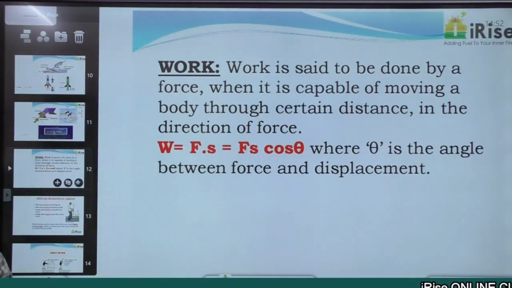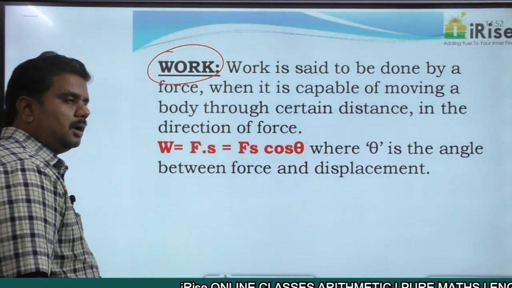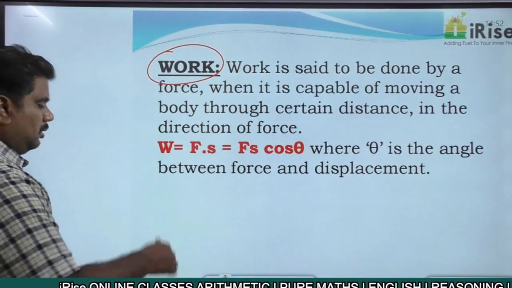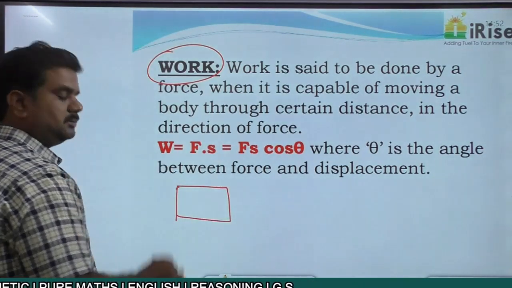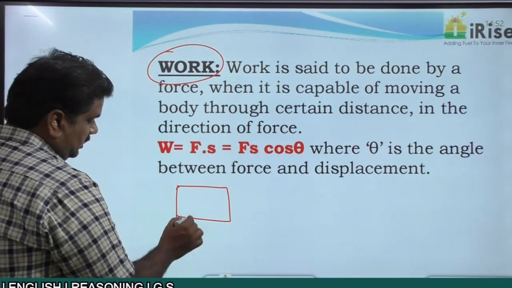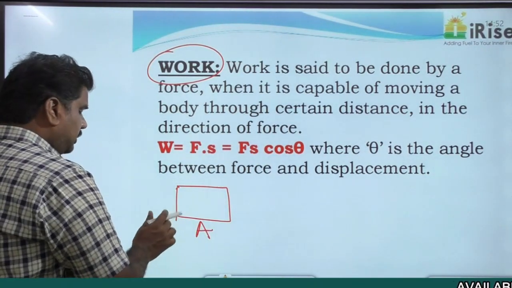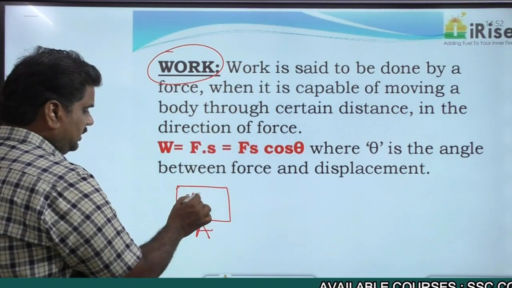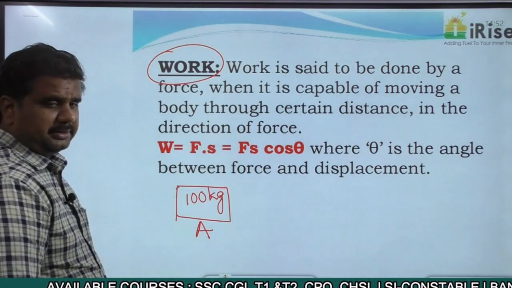Then moving on to the next one, right? What is work? Now suppose that you have an object here like this, an object at the point A. Now this particular object is weighing something around 100 kgs.